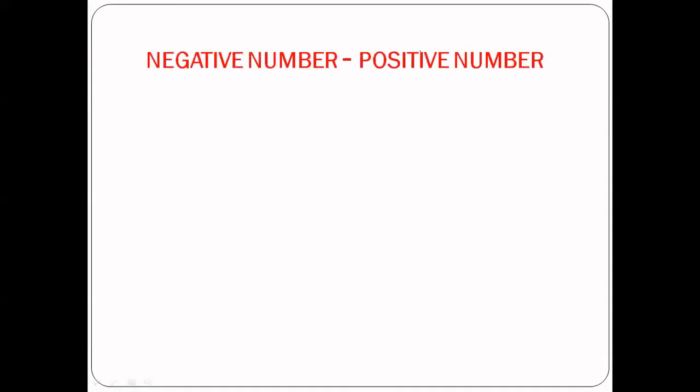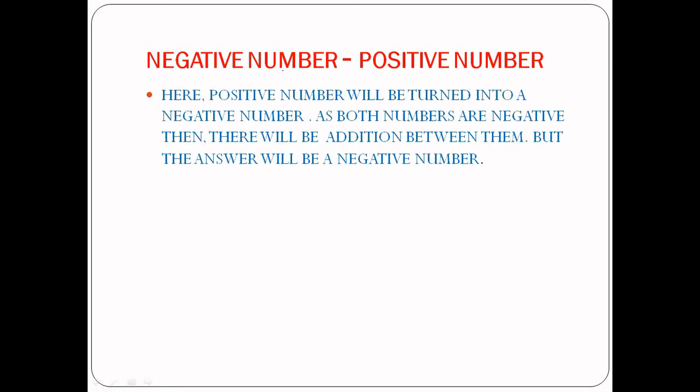Let's see the third rule. Negative number minus positive number. It means that a positive number is getting subtracted from a negative number. So this positive number, when it is getting subtracted from a negative number, will be turned into a negative number. Now both the numbers are negative, so there will be addition between them, and whichever answer we get, that number also will be a negative number.